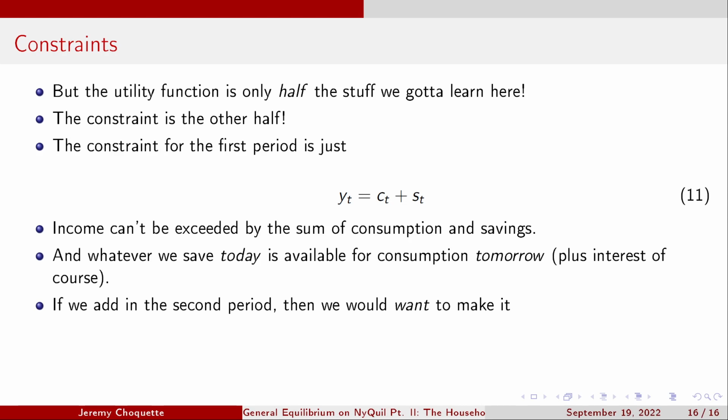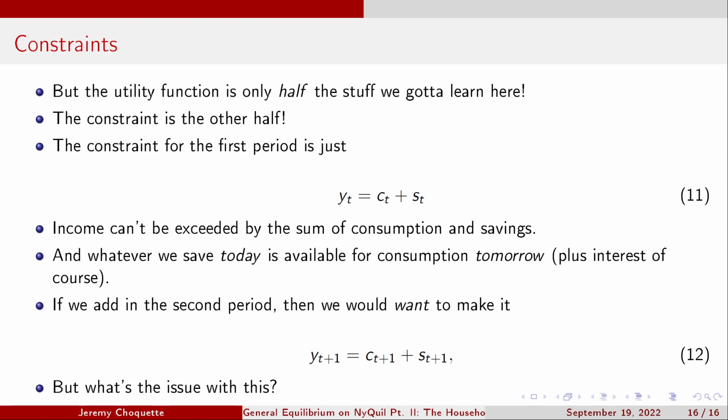Now, if we add in the second period, we'd want to make it look like this: YT plus 1 equals CT plus 1 plus ST plus 1. But what's the issue with this? Well, before we go any further, I will say this is for a 2-period model. So if we have a 2-period model, the world exists for today, it exists for tomorrow, and then it ceases to exist. So if I've got tomorrow's constraint of YT plus 1 equals CT plus 1 plus ST plus 1, what's the issue with that?